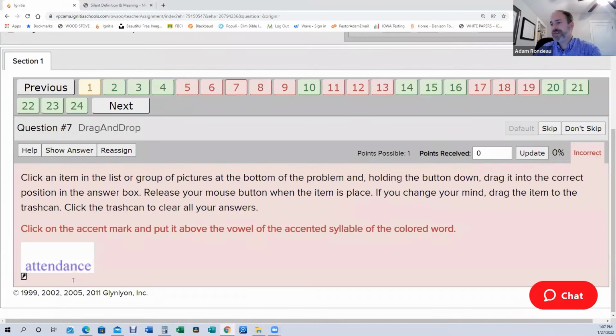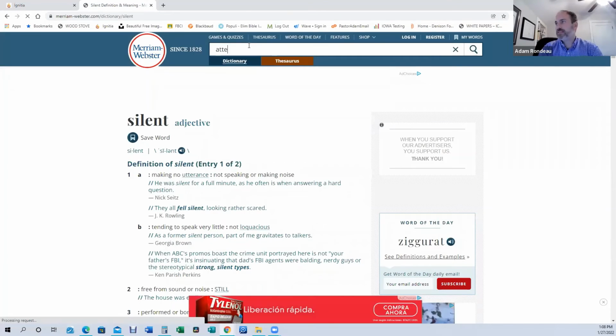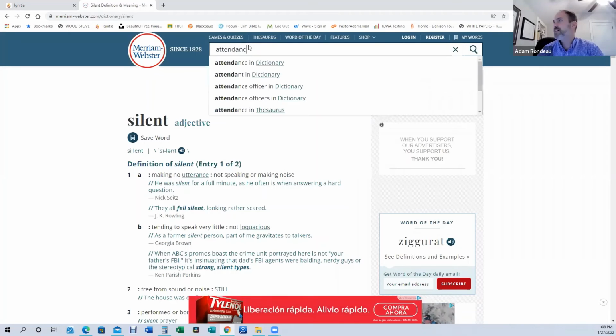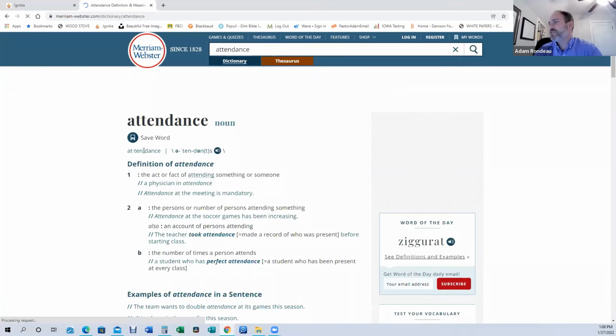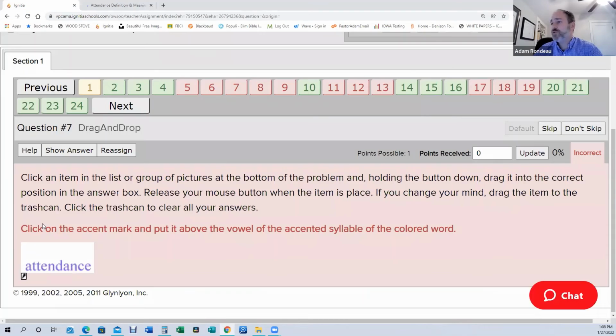Let's look at one more together. Attendance. This is a multiple syllable word. So again, we come back here and type in attendance. Spell it right. Attendance. Here we go. We see that there are three syllables, at-ten-dance, and the second syllable receives the accent mark, ten. So our accent marking would go over the vowel in the second syllable. So we'd put it over this E.